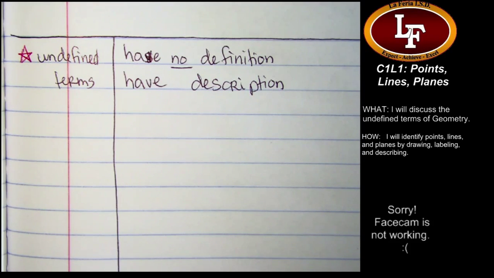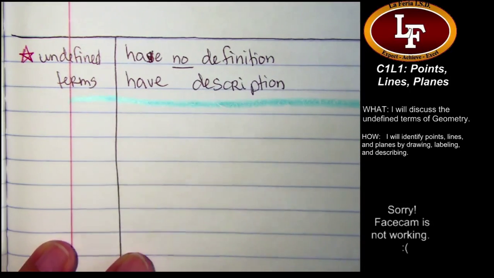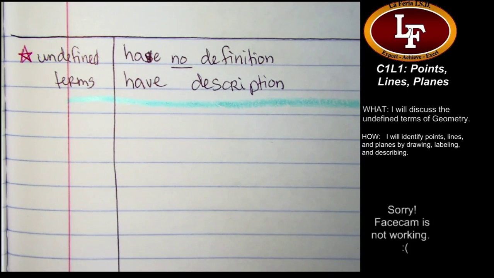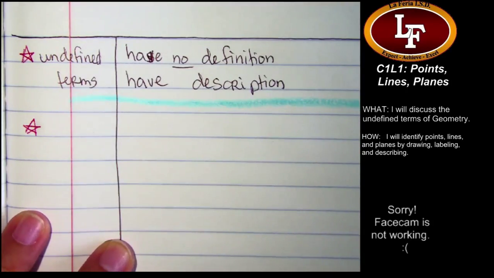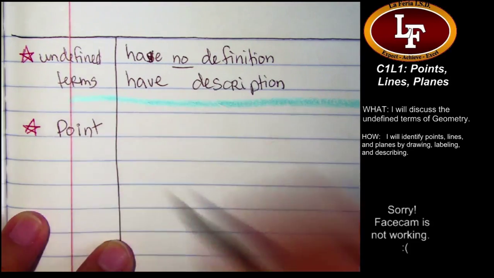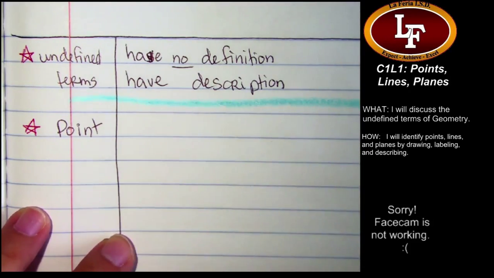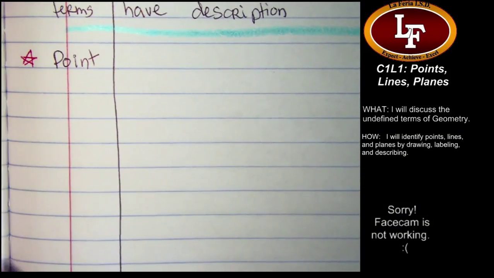So that's the first big major concept for you right now, that we've got some words that I can't tell you what they are. I can only tell you what they're like. Let's go with our first undefined term. Well, for the course. We only have three of them. The first one is point. It's an undefined term. I can't tell you what a point is, but I can tell you what it's like.